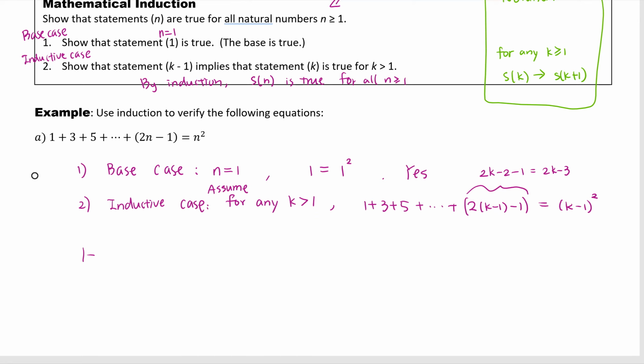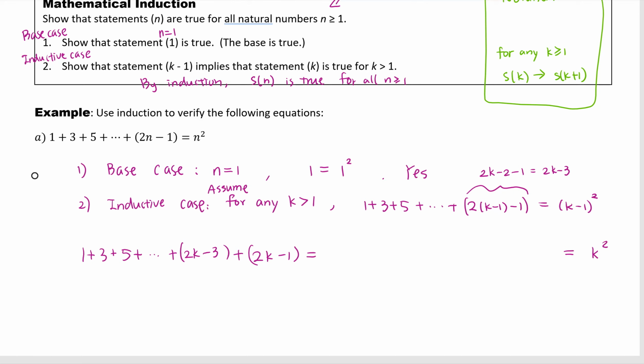And we want to show that 1 plus 3 plus 5 plus up to 2 times k minus 1, where we replace n by k. So we want to show the statement for k is true. Here we have 2k minus 1, but there is a previous term. What's the previous term here? Well, that's 2k minus 3. And what do we want to show? We want to show this whole sum at the end equals k squared.